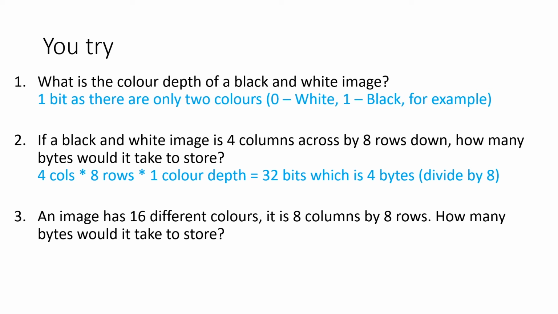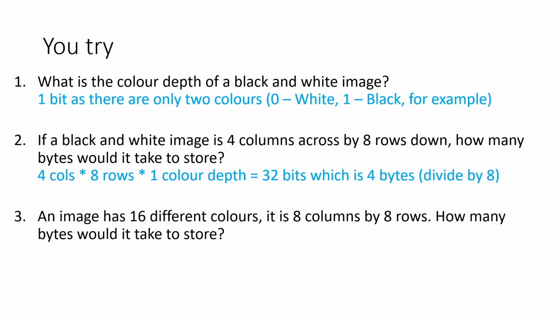Alright, well, think about 1 bit is 2 colours. 2 bits, double that, is 4 colours. 3 bits, double it again, is 8 colours. That's not going to be enough. 4 bits is going to be, double that again, 16. So it's going to be 4 bits. So the colour depth is going to be 4.